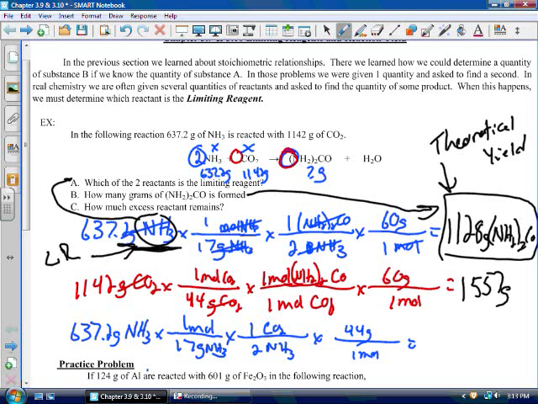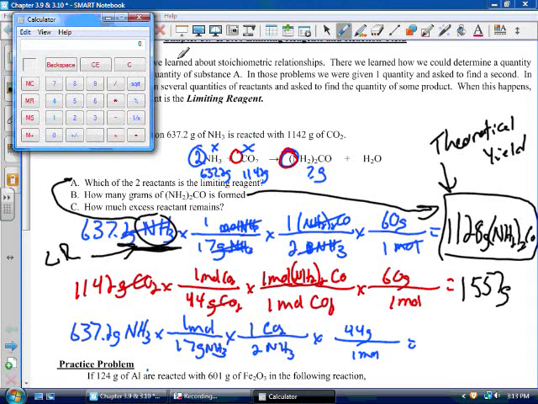All right, so again, with my calculator, I put in my numbers. 637.2 divided by 17 divided by 2 times 44 gives me 846.6 grams used. Again, that's how many grams there are, that's how many grams were used.